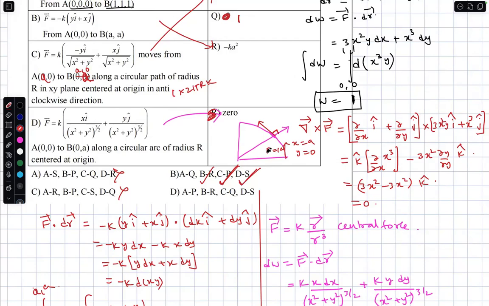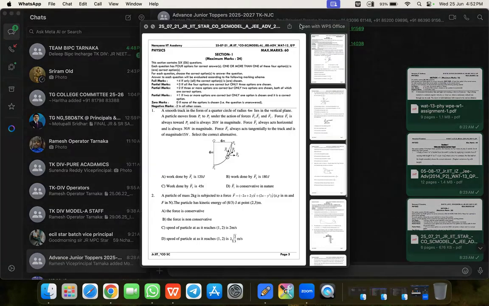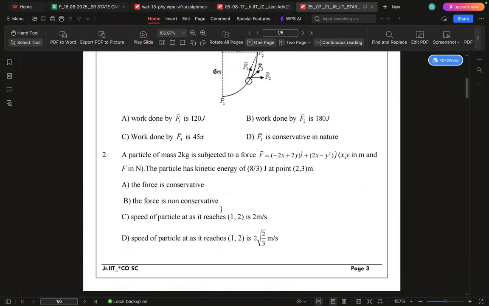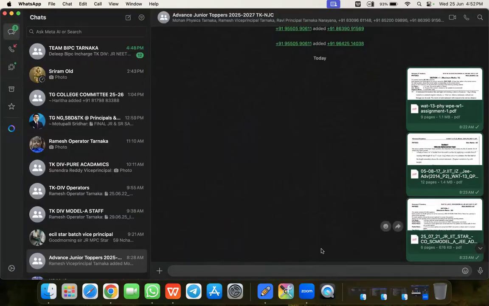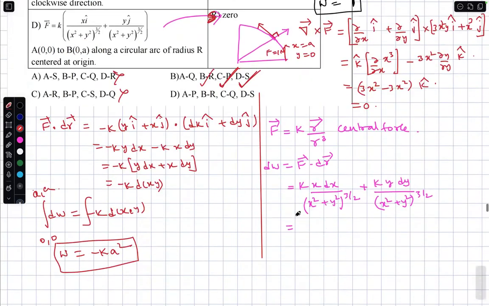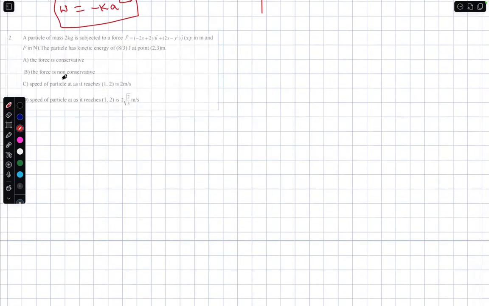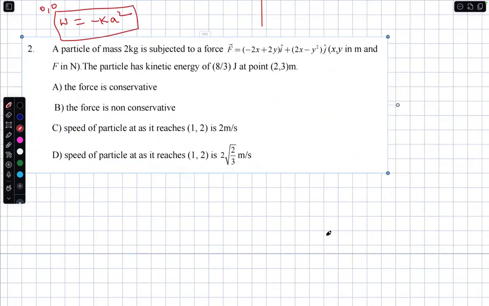So my focus is majorly on this central force concept. Actually, this question I have done in class. Now we will work again on this question. So I am focusing strictly on conservative force, because you are definitely going to get 1 or 2 questions on this. You are definitely going to get 1 or 2 questions on this.